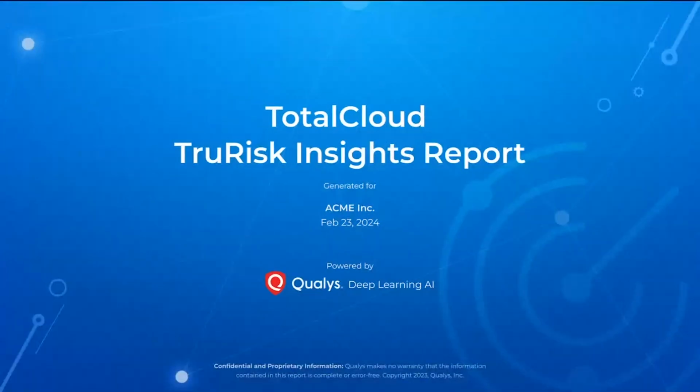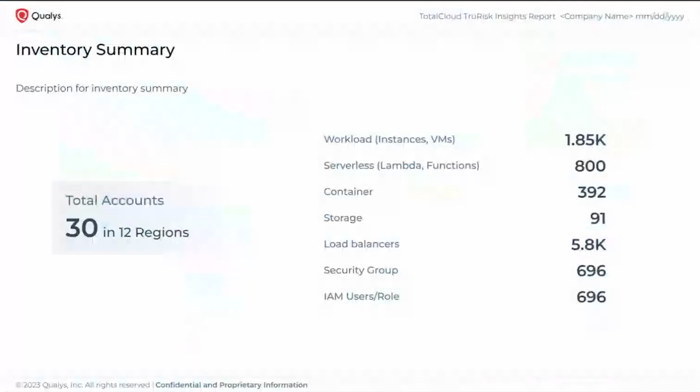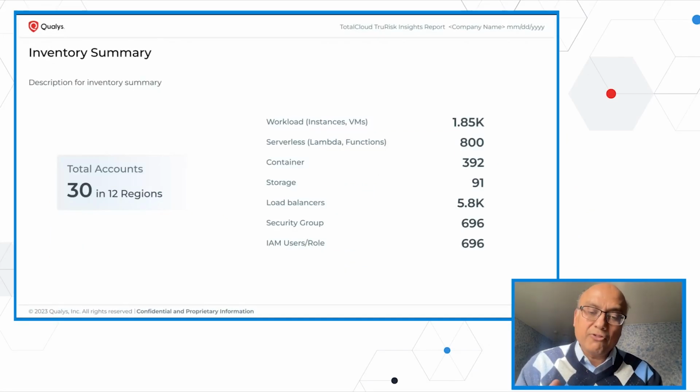So our Total Cloud True Risk Insight report, powered by our deep learning AI. The first of the first things, obviously, we're going to show is an inventory of the assets and your accounts and what regions they occur in, just to give you a perspective of what we can see, because of course you can't protect what you can't see. That's the first thing, inventory summary.